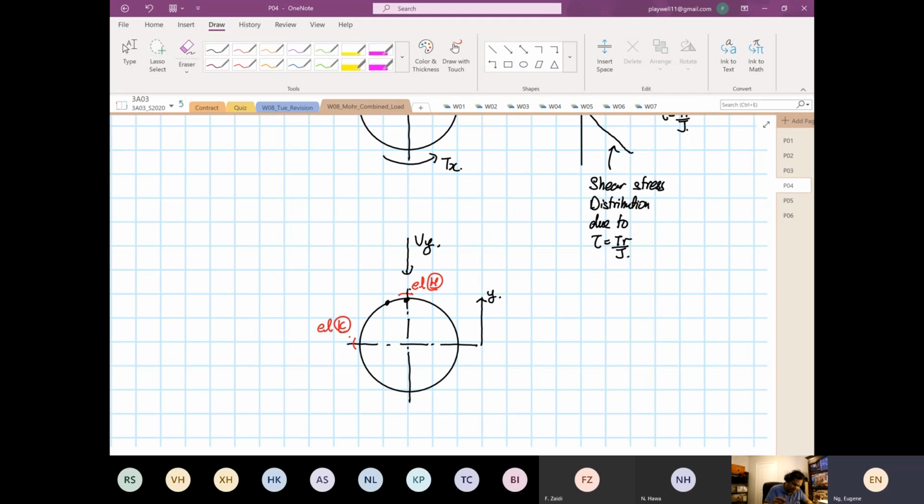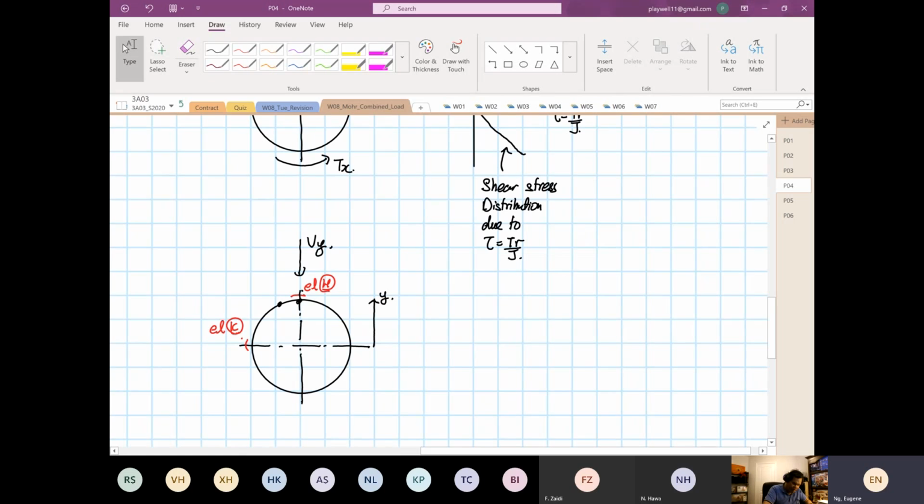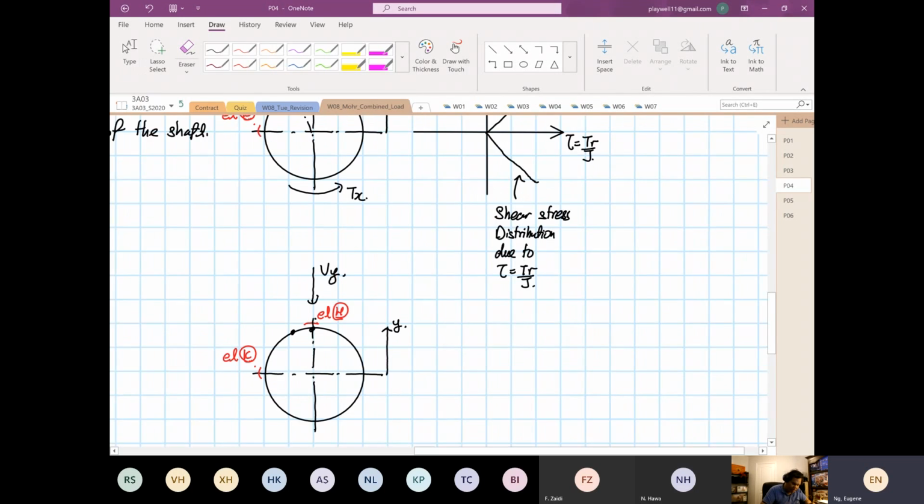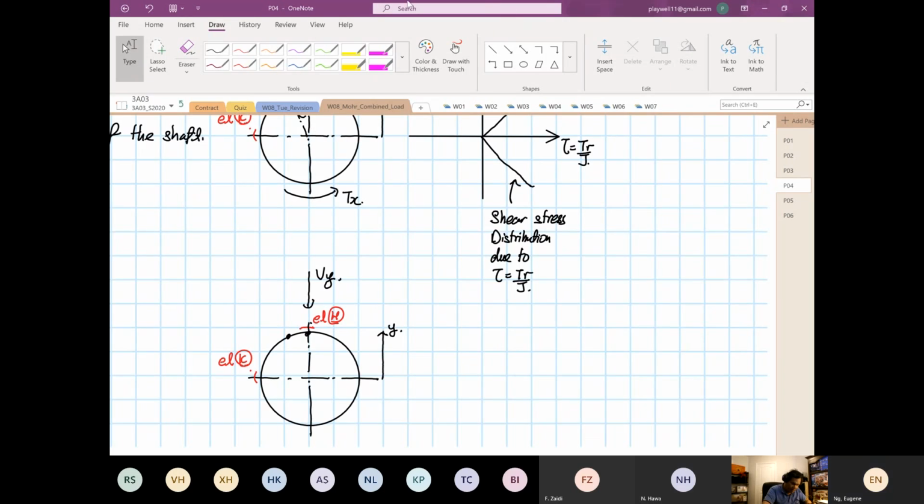So what will happen? Now, if it's due to Vy, I'm going to draw the same diagram. But now the shear is equal to VQ over IT. You can have a shear force acting on your shaft, because moment is force multiplied by perpendicular distance. This force will induce a moment and also a shear force.